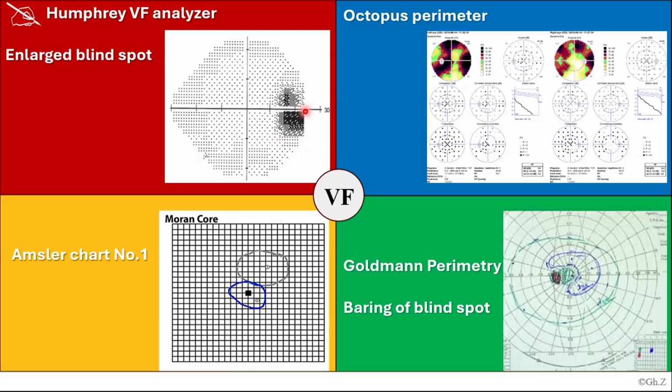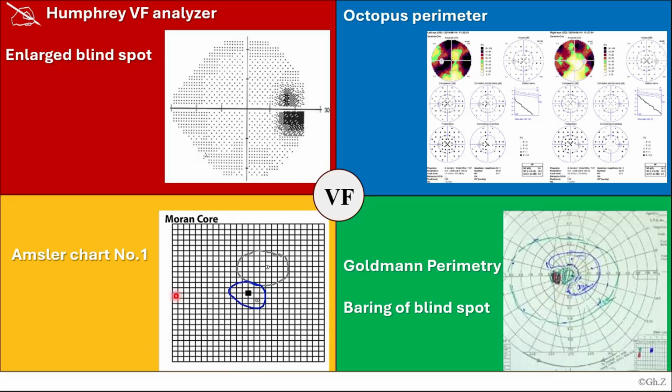And you should be familiar with the causes of an enlarged blind spot. Here we see an Octopus printout, which differs slightly from Humphrey in terms of plots and terminology. And this one is a Goldmann kinetic perimetry printout. This is the one I used in Kahoot with bearing of the blind spot. So you see this isopter excluding the blind spot. So we have bearing or exposure of the blind spot.